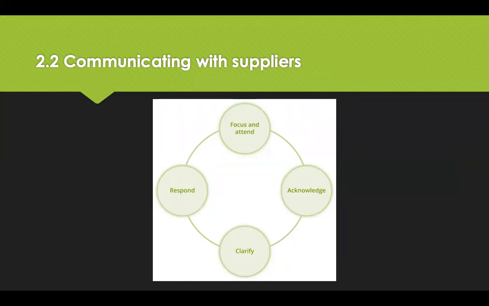The second is to acknowledge. Show you're hearing what the other party is saying with a nod. This shows that focus and attention is being maintained. The third, to clarify, is to ask questions and request more details to ensure communication is open. This reduces the risks of misinterpretation on both sides. And then respond. Respond to what the other has said. In a feedback situation, the buyer may outline the action that the supplier needs to take.